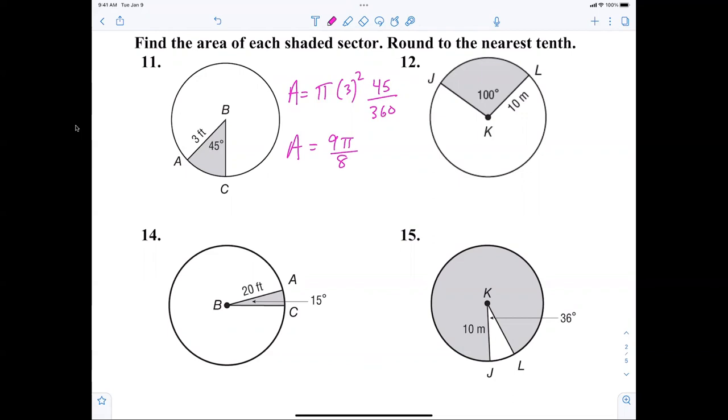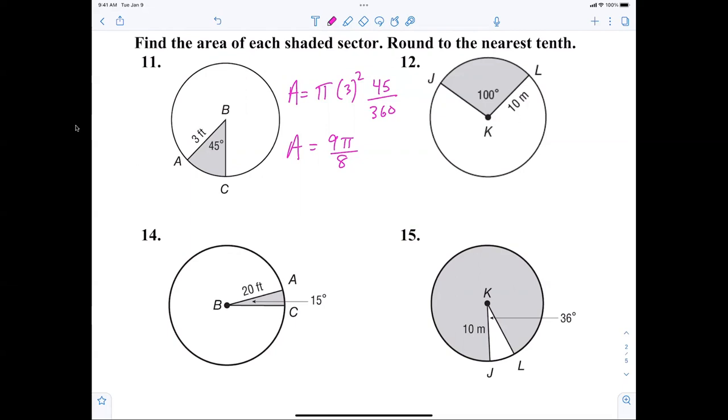9 pi over 8. And I'm totally fine with you just typing that in on your calculator. All right, leave pi in your answer. Anybody have any questions with how to use their calculator? How many degrees are we using? Out of how many? Right, that's the formula. I don't want you to worry about that formula. I just want you to say that's common sense. I'm using 45 out of what?